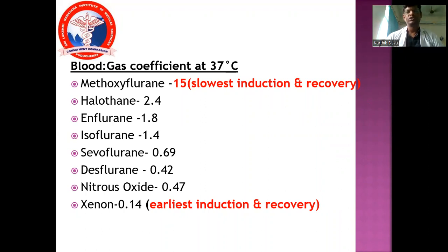We don't use desflurane for induction of anesthesia due to its irritant property. And sevoflurane does not cause any irritability, so we use sevoflurane, which has a 0.69 blood gas coefficient, for induction of anesthesia.